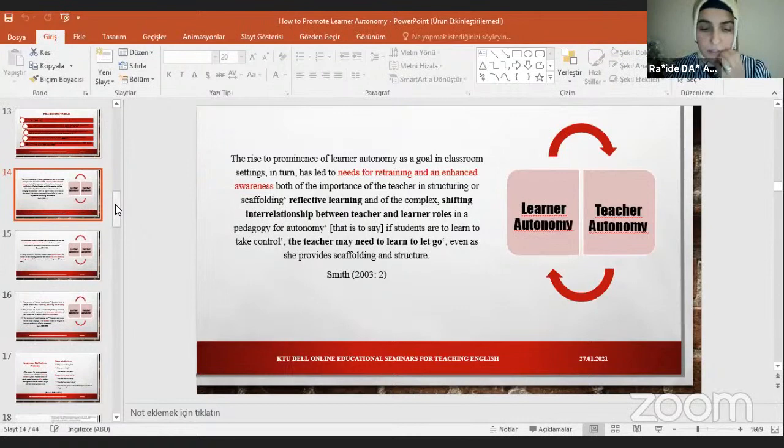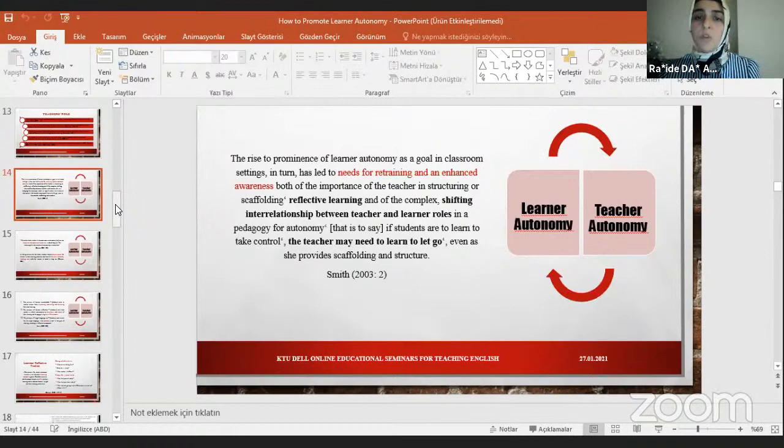If you want to take learner autonomy as a goal in your classroom, in your teaching context, you need to retrain, or you need to have an enhanced awareness about the importance of your role in providing some reflective learning. So the first keyword here is reflective learning. How can you provide some different ways to help your learners to reflect on their learning process? And you should take some risks so as to shift your role as teacher. You need to leave a space or room for your learners to take your own role as well as a teacher.